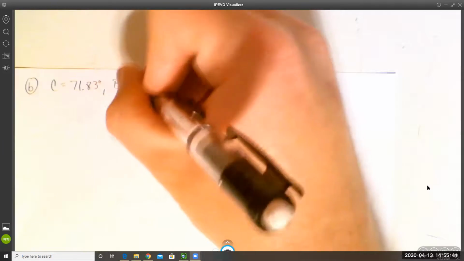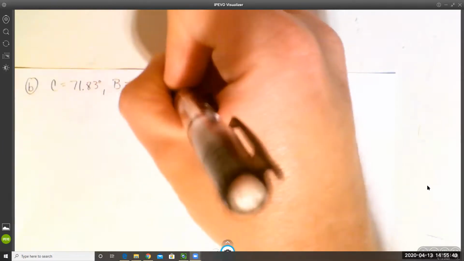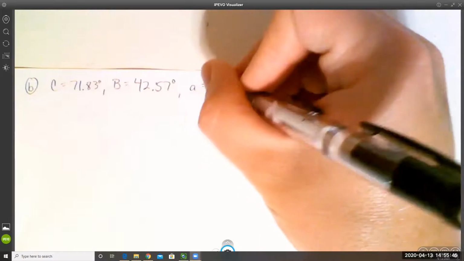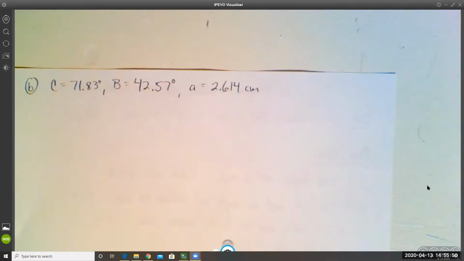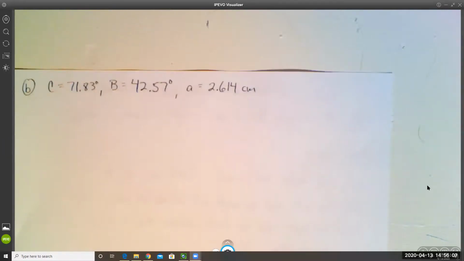If we're given that C is 71.83 degrees, B is 42.57 degrees, and A is 2.614 centimeters. Okay, so again, give the video a pause, see if you can work it out on your own, especially now that you've seen an example. Okay, here I go.